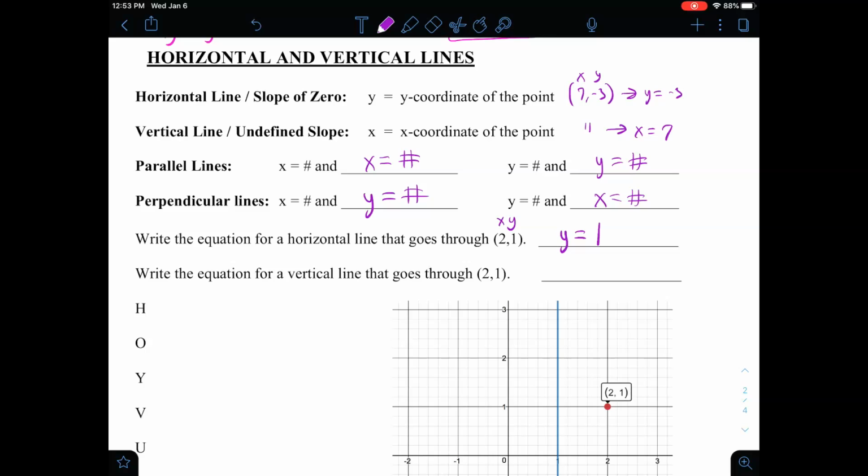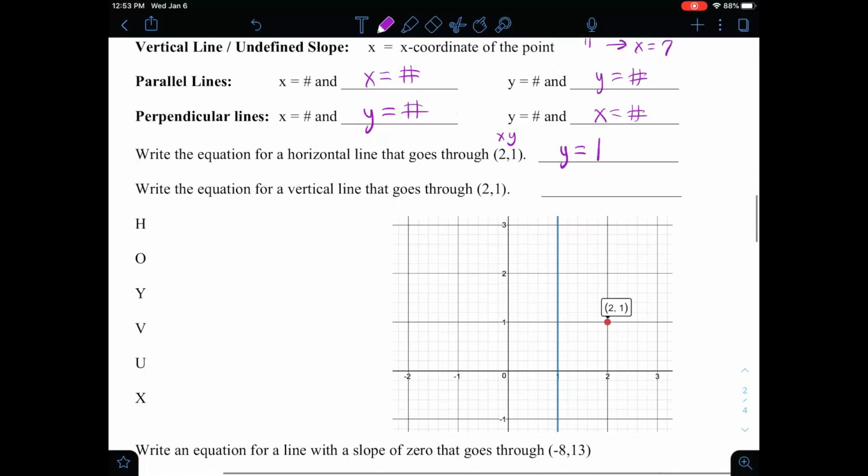All right. And then it says write an equation for a vertical line that goes through 2, 1. Well, that's going to be x equals 2. It's x equals the x coordinate. Let's draw some lines here now. Let's draw a line like this.